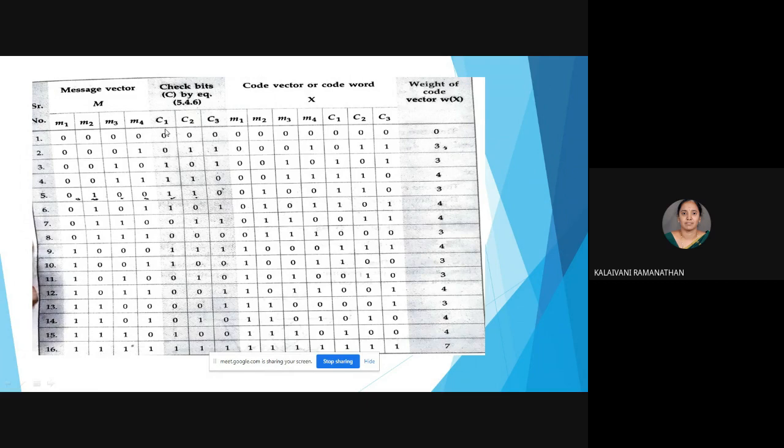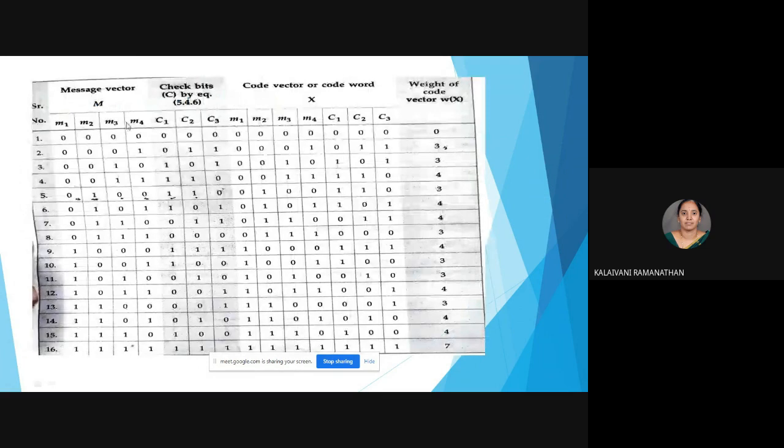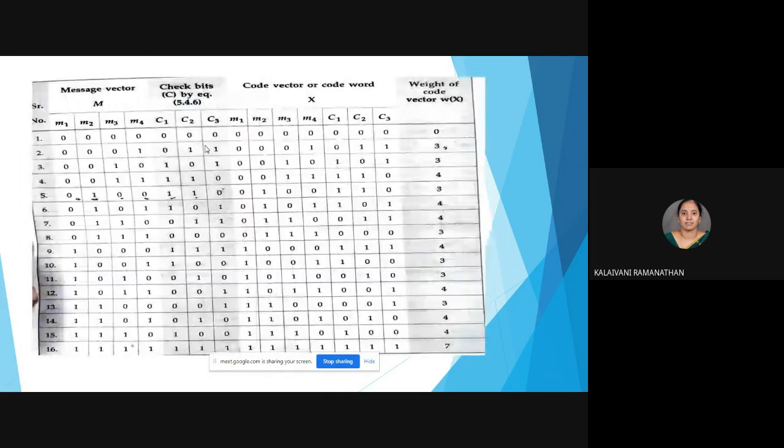And then you can calculate C1 from the relation that it will be equivalent to M1 XOR M2 XOR M3. So here the first is M1 XOR M2 XOR M3. So it will be equivalent to 0. So it is 0. And then here you have 0. So again it is 0. Here you have 1. So it is 1. Here you have 1. So again 1. And then this 1 is shifted here. So you get it as 1. So whenever you have an odd number of ones in M1, M2, M3, you have C1 as 1. Otherwise, it will be equivalent to 0.